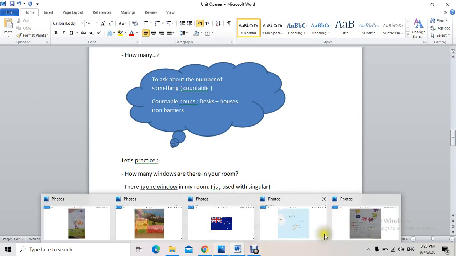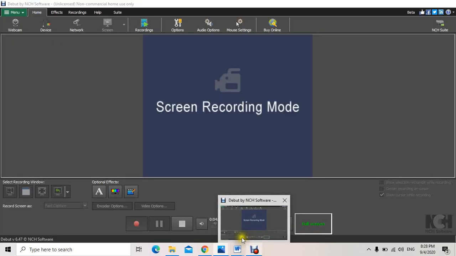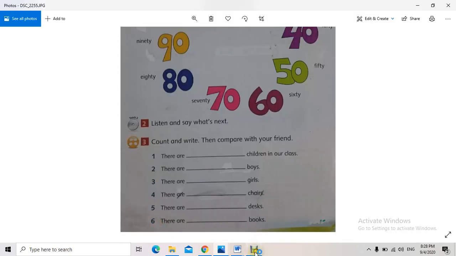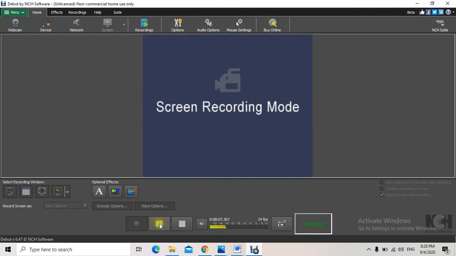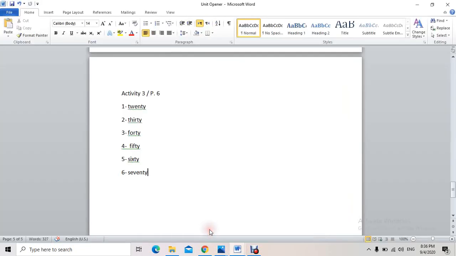Moving to the activity in your book here, activity 3, count and write, then compare with your friend. So moving on to activity 3, count and write, then compare with your friend. 1. There are. I wrote the answers for you. I hope that you write them in your book.